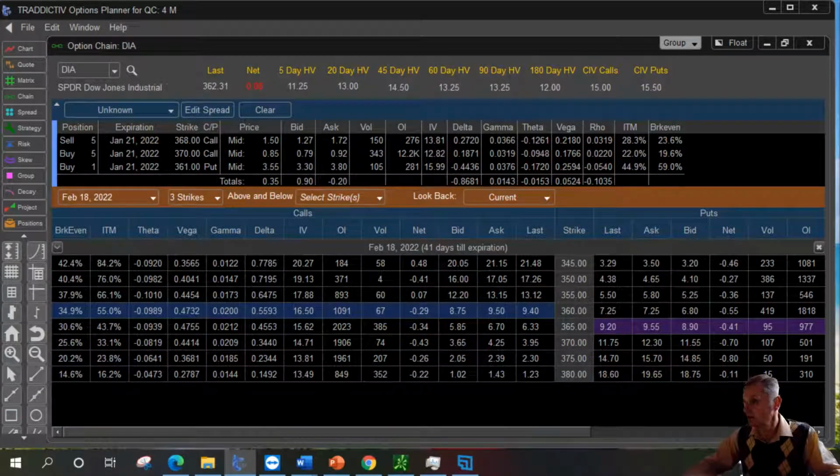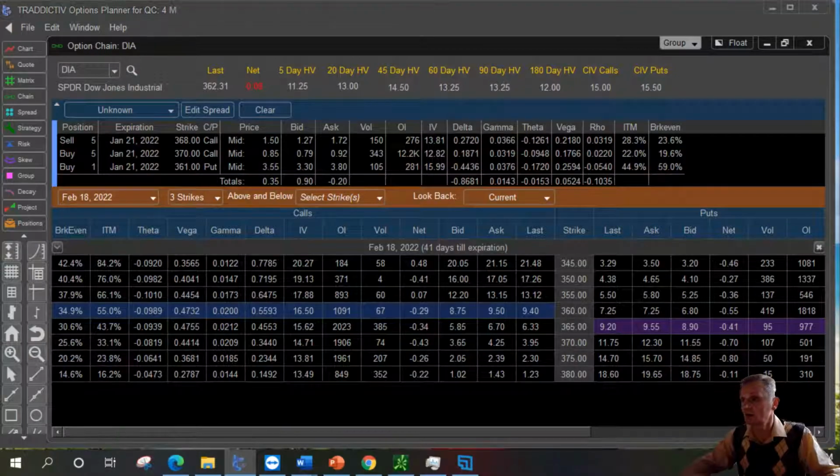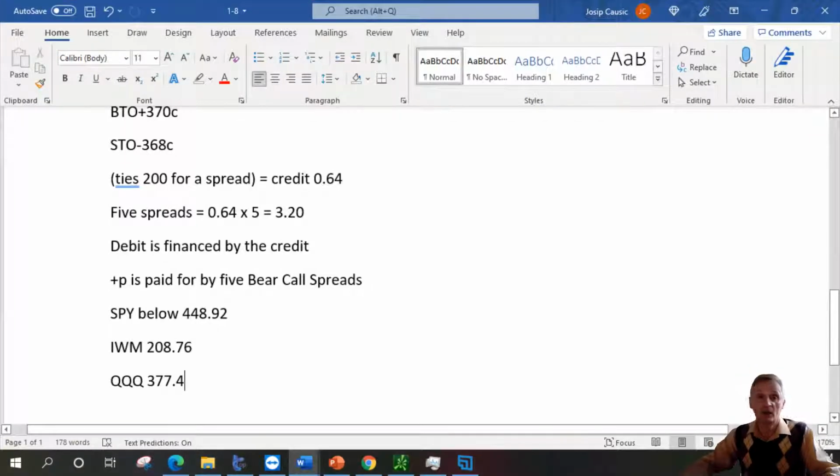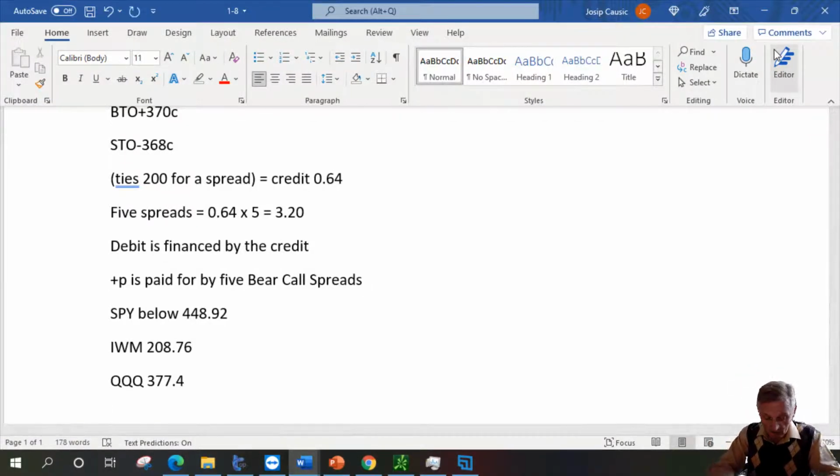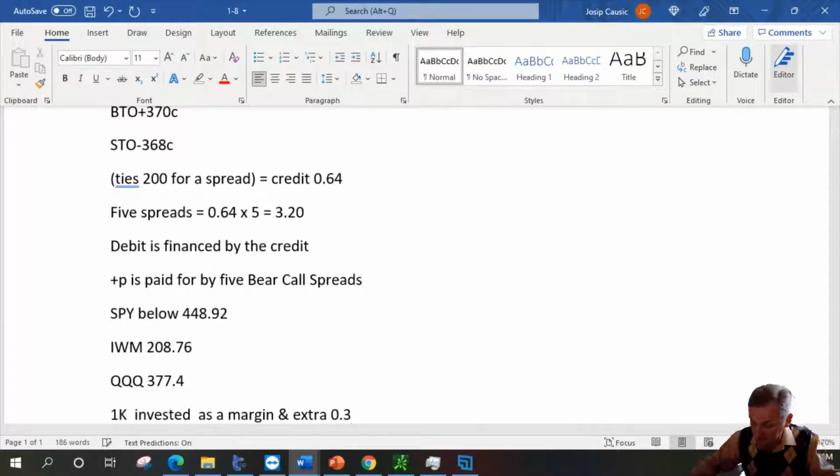So to summarize this, because we are now at the top of the hour, I want to encapsulate this. We have about $1,000 invested as margin to hold this 5 bear call spread. And the extra money that we need to come up with is about $38 of debit in order to pay for that put.